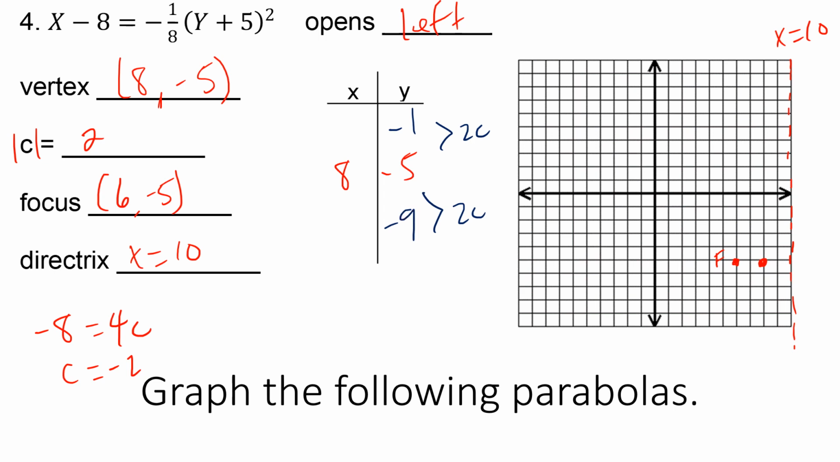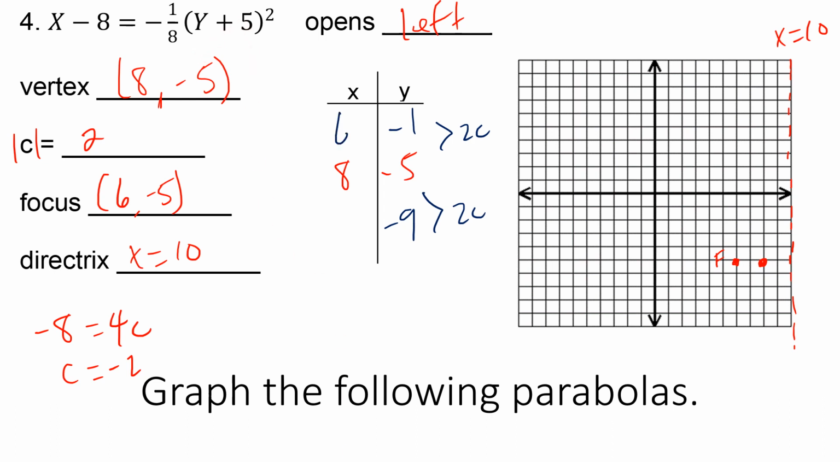I'm going to plug these values in. I'm going to always use a smaller number if possible to plug in. So I have negative 1, and I'm going to plug it in for y. Negative 1 plus 5 is 4. 4 squared is 16. So again, negative 1 plus 5 is positive 4. 4 squared is 16. 16 over 8 becomes 2. 2 times negative is negative 2. And I have to add the 8 because it's subtracted, right? So negative 2 plus 8 is going to put me at positive 6.